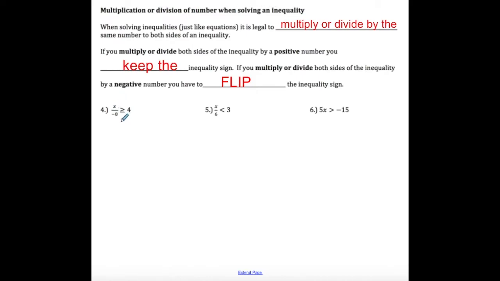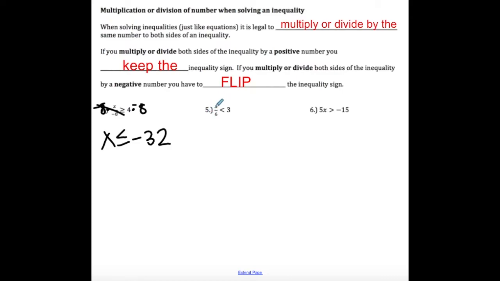So I have x divided by negative 8 is greater than or equal to 4. We need to get x by itself. So the opposite of divide is multiply. So we're going to multiply both sides by a negative 8. And as soon as you write down that you're multiplying by a negative, I recommend flipping your sign so you don't forget. Now 4 times negative 8 is negative 32. So for this to be true, x must be smaller than or equal to negative 32.